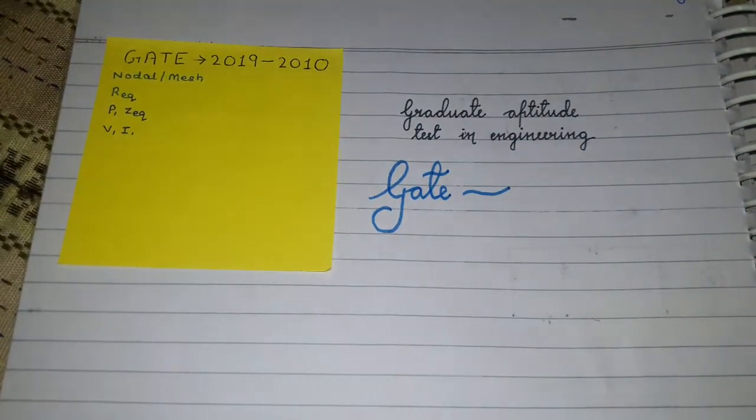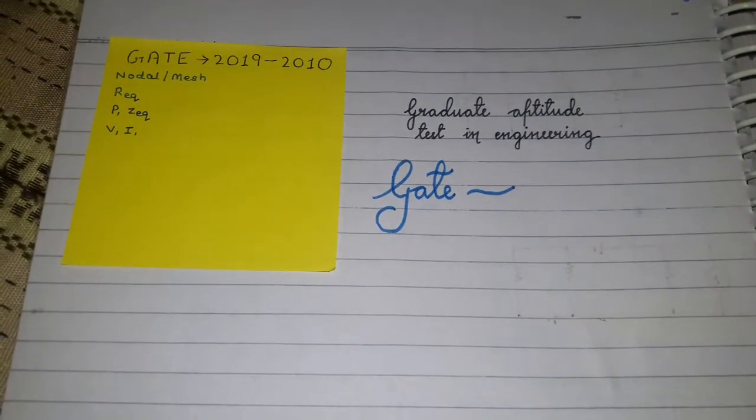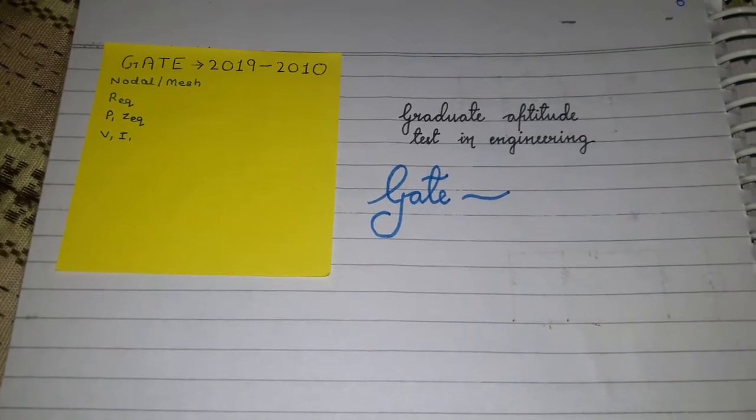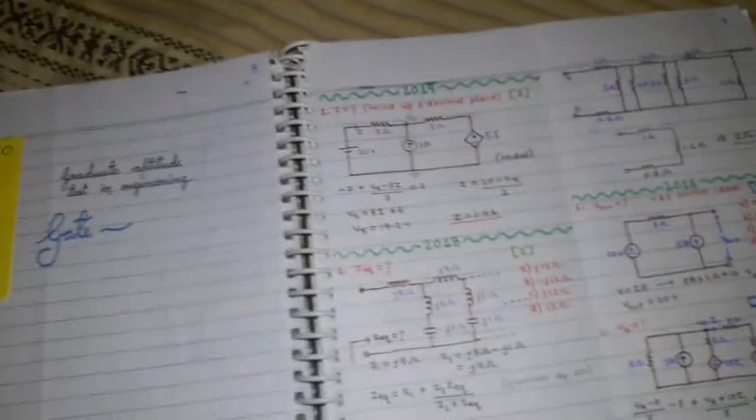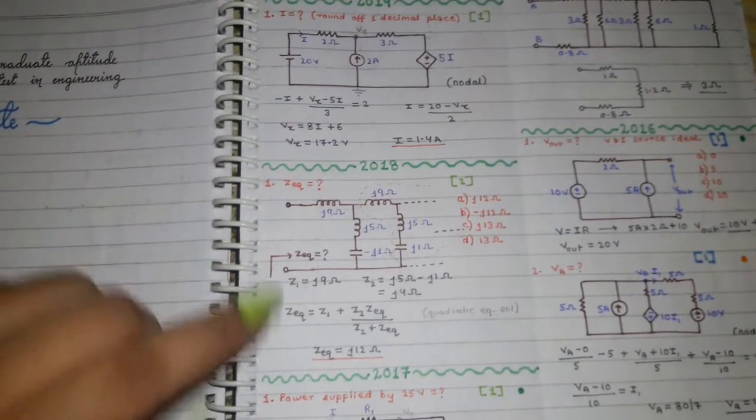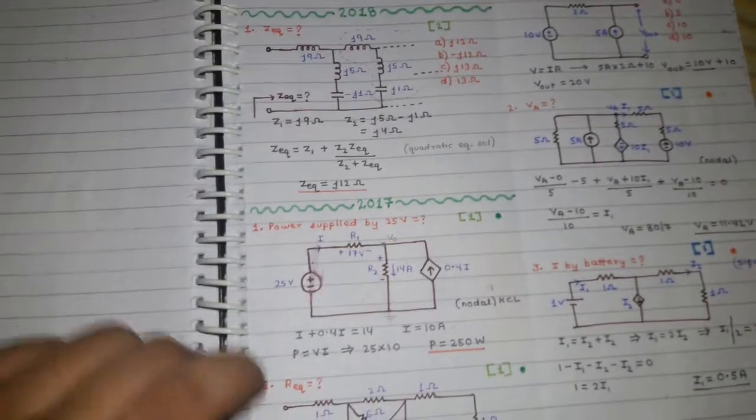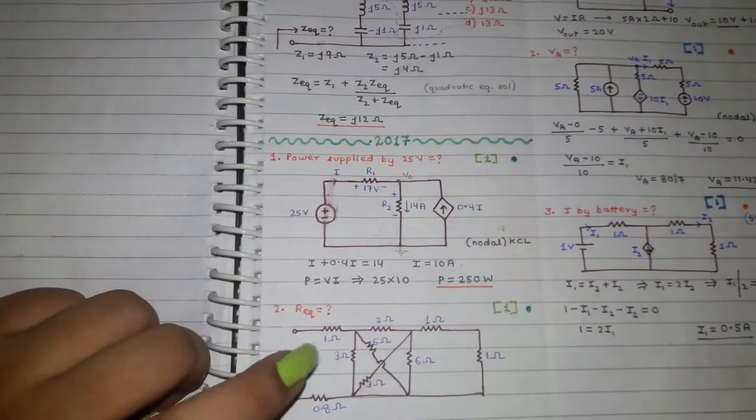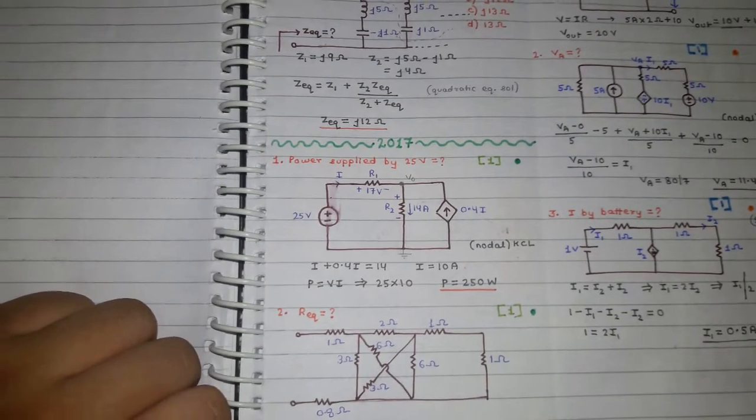Let's move on to part 2 of previous year's questions regarding the GATE exam, of the topic basics from the subject electric circuits. In part 1 we discussed questions from the years 2019, 2018 and one question from the year 2017. Now we shall be discussing the second question from the year 2017. Let's get started.